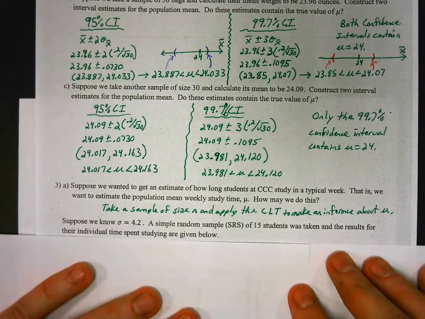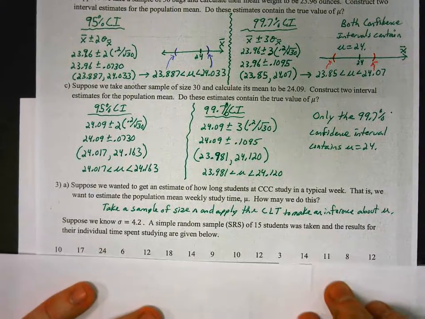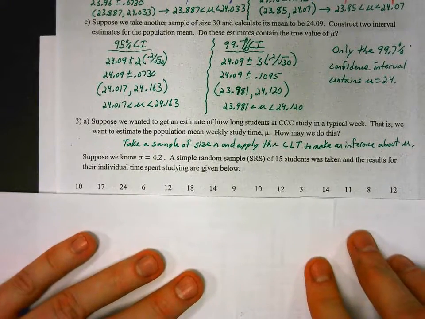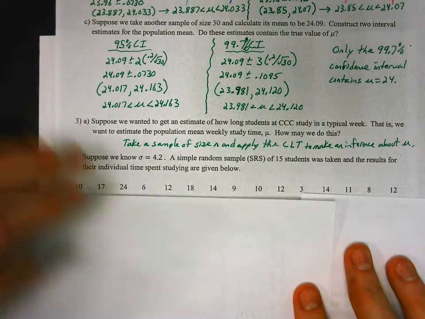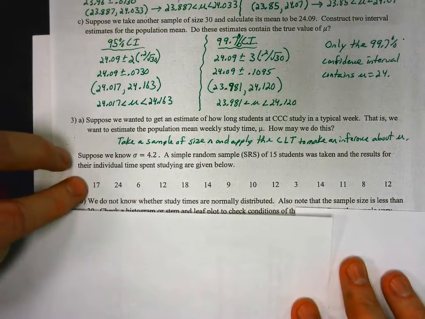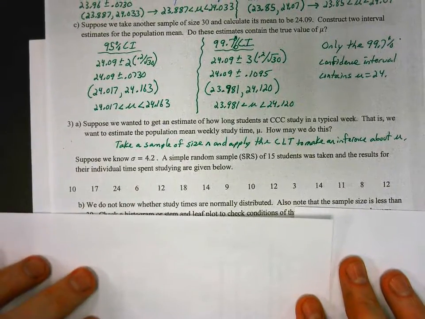A simple random sample, an SRS, of 15 students was taken, and the results for the individual time spent studying are given below. So we give you a list of data now. One student that we took studied 10 hours, another student studied 17 hours, another 24 hours, another 6 hours, and so on.